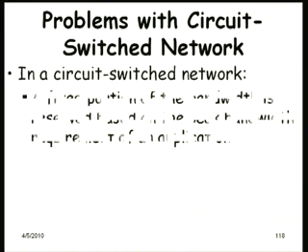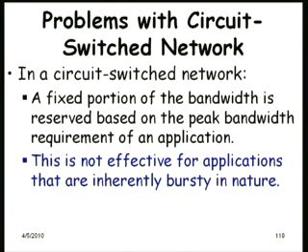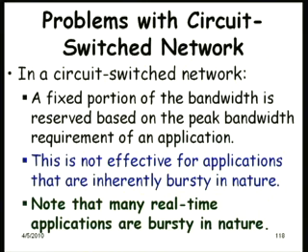Let us see the problems with circuit switched networks. A fixed portion of bandwidth is reserved based on the peak demand, and if the bandwidth requirement is constant, then a circuit switched network is all right, but that is rarely the case. Very rarely will you find that the data is entirely constant, and many times the data is burst in nature.